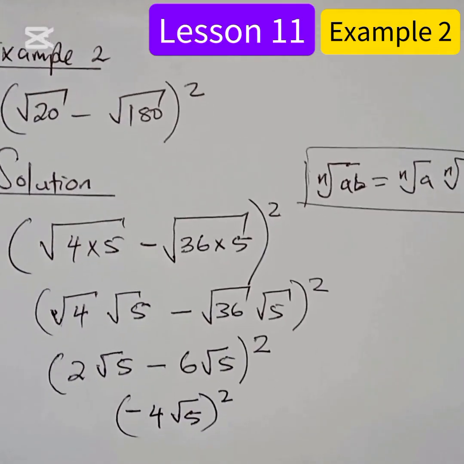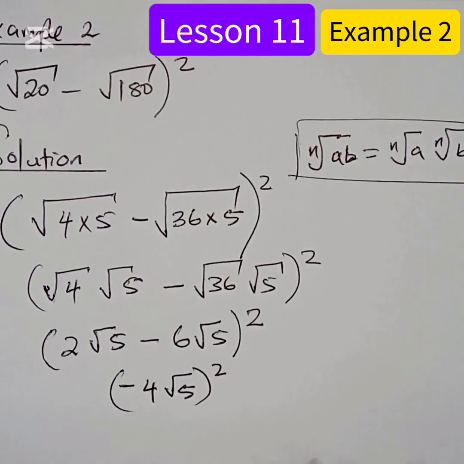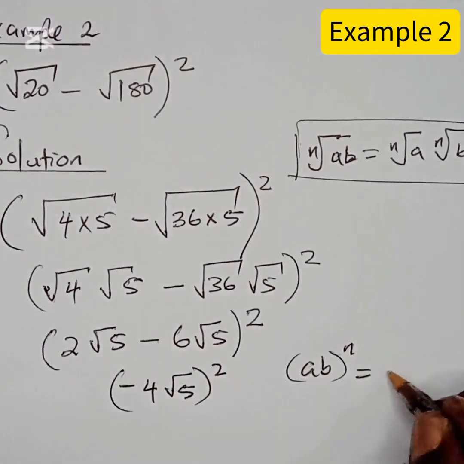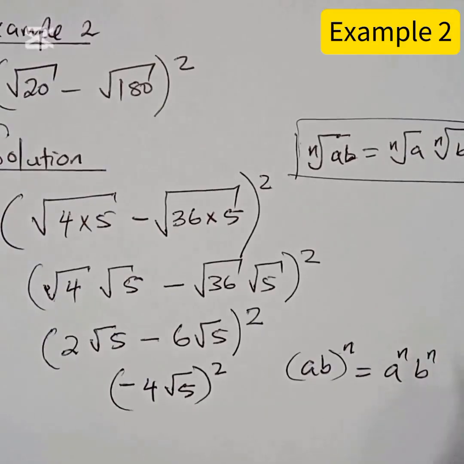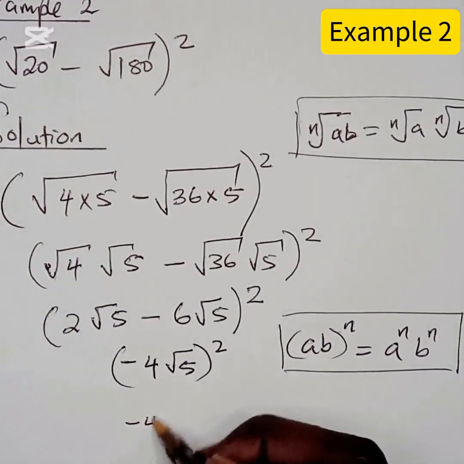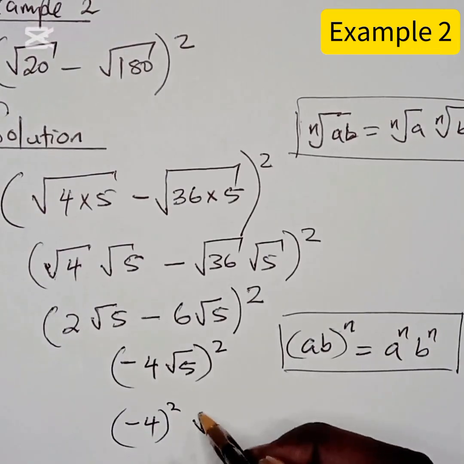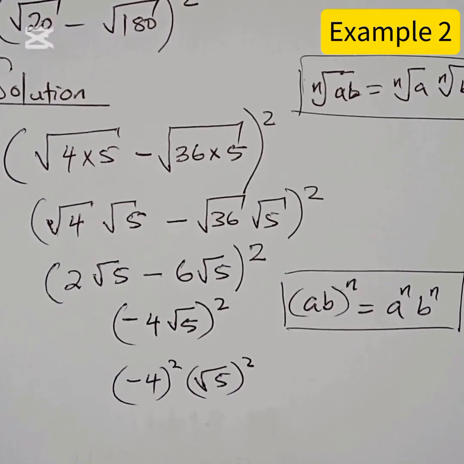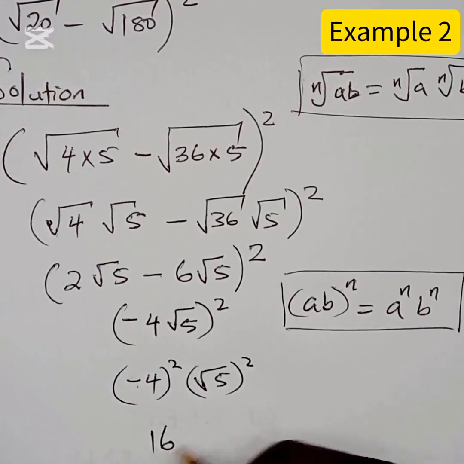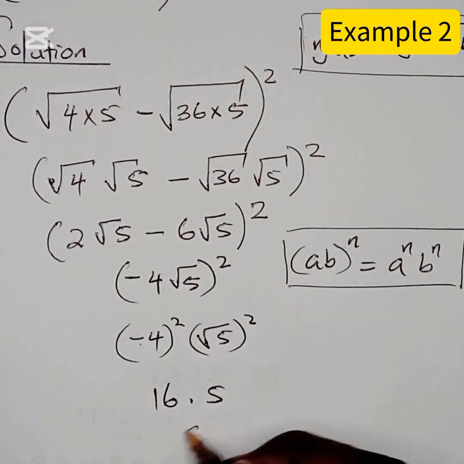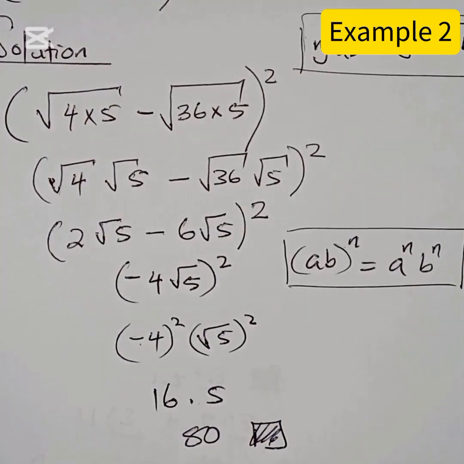And now I want to take you back to the laws of exponents. Remember, there was a law that says AB to the power n is equal to A to the power n, B to the power n. So we are going to use that law on that part. So we are going to say now minus 4 squared, and that's multiplying root 5 squared. Now we're going to simplify that. Minus 4 squared gives us 16, and root 5 squared gives us a 5. So we are multiplying 16 and 5, and our final answer will be 80. We are done with this example.